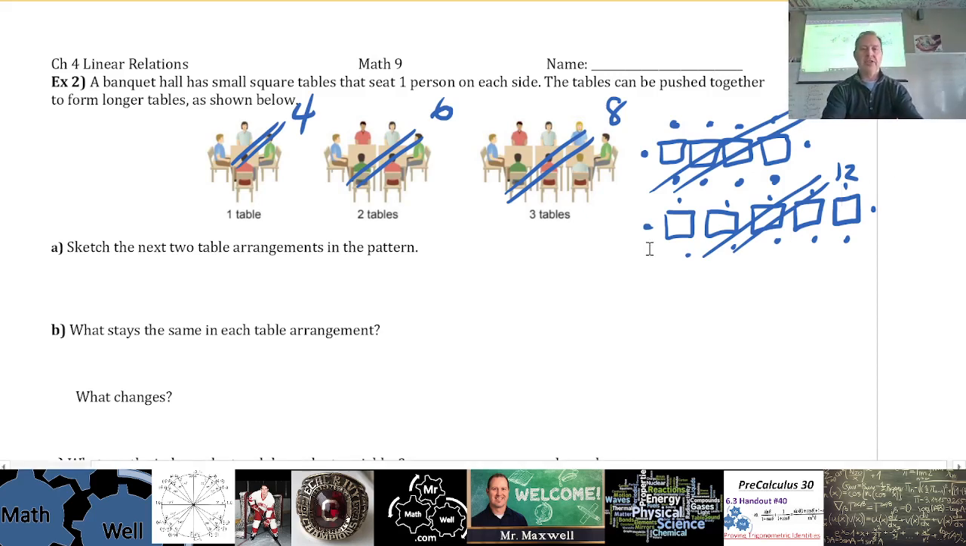All right. Sketch the 2 table arrangements. Got it. What stays the same in each table arrangement? Oh, this is interesting. In each of these pictures, and maybe it's easier to look at the pictures of the actual people. So what stays the same? Well, if you think about it this way, this person and this person on the ends, they actually stay the same. You see that? Here and here, here and here.